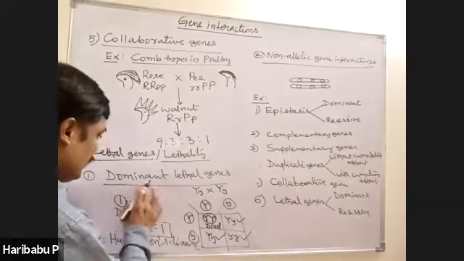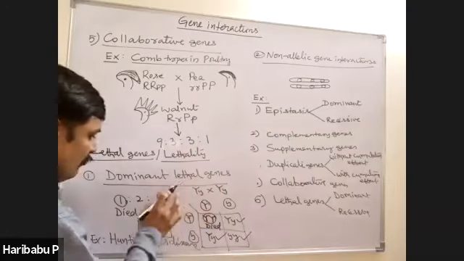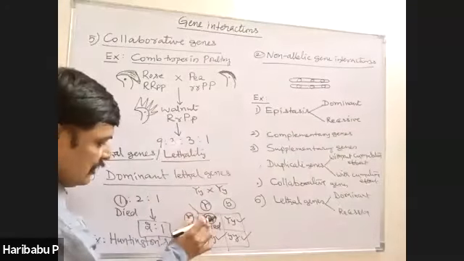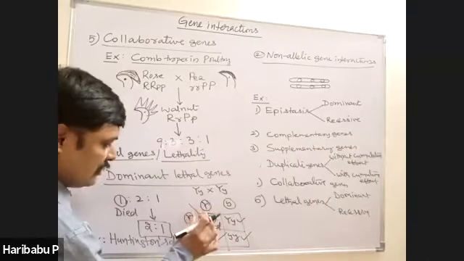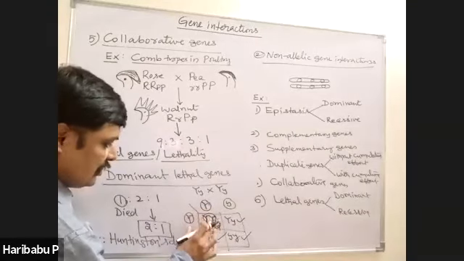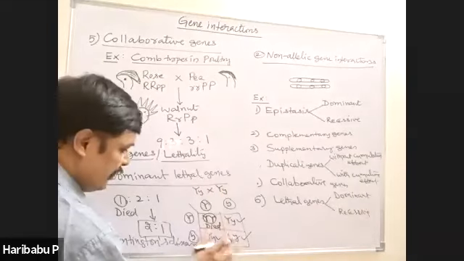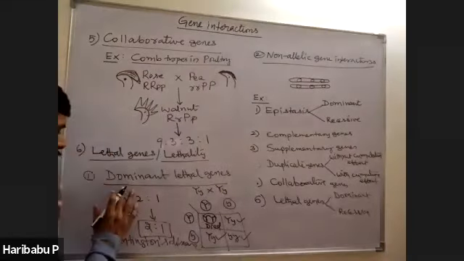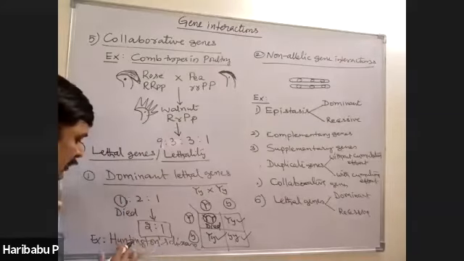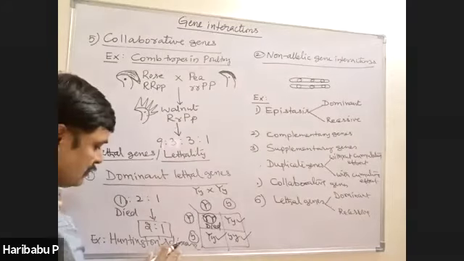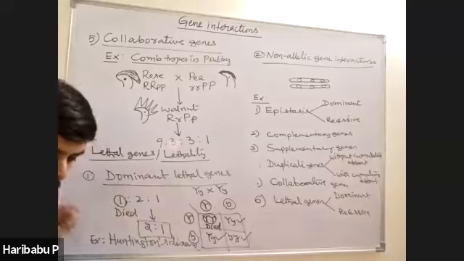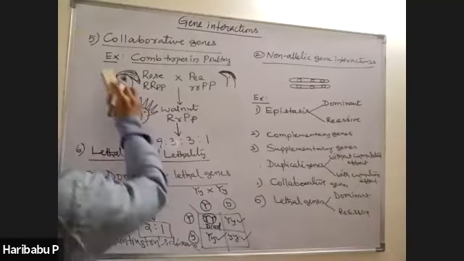I told you regarding dominant lethal genes. When genes are present in homozygous dominant condition, such an organism cannot survive due to lethality. The remaining will survive. The best example for that in human beings is Huntington's disease. It is a neurological disorder. That's all.